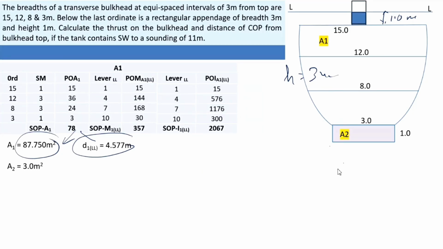10.5, sir. Okay. Anybody else? 10.5. Anybody who does not agree with 10.5 or doesn't know how it's 10.5? Yeah, D2LL is 10.5. Very good.